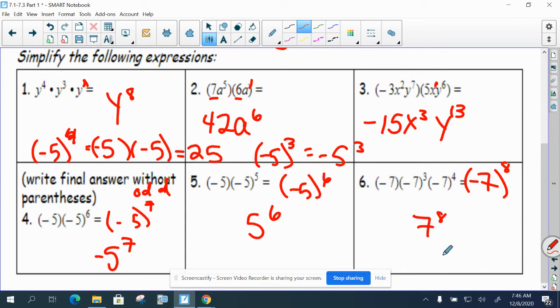Now, one tricky part of this is if you have negative 7 to the 8th. If the negative is not in parentheses, then it's not being raised to the 8th power. So it's just negative 7 to the 8th. That's kind of tricky, but I encourage you to type in your calculator negative 7 to the 8th without parentheses, and then negative 7 to the 8th with parentheses, and see what they are equal to. This one will be negative, this one will be positive, because here the negative sign is not part of the exponent, where here it is.